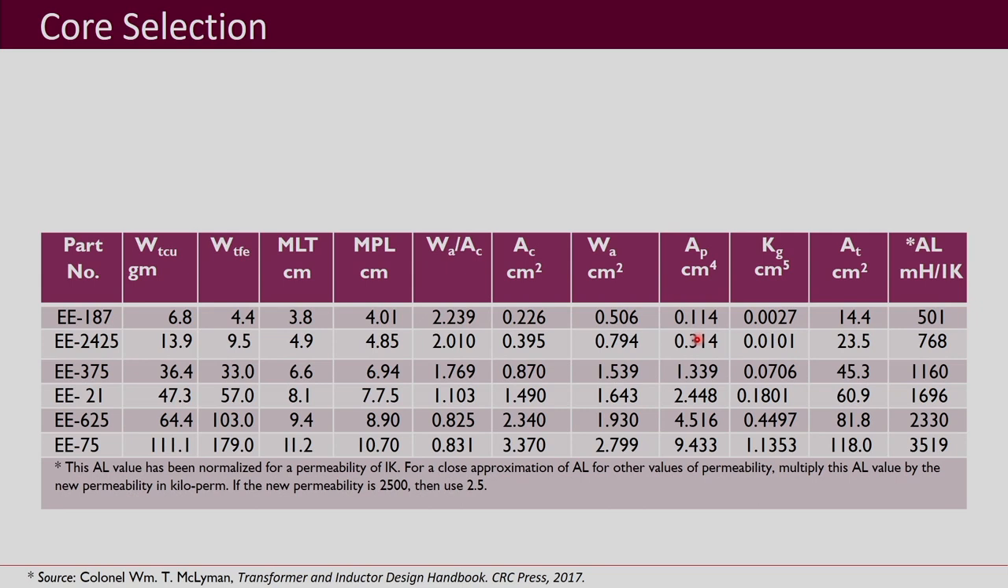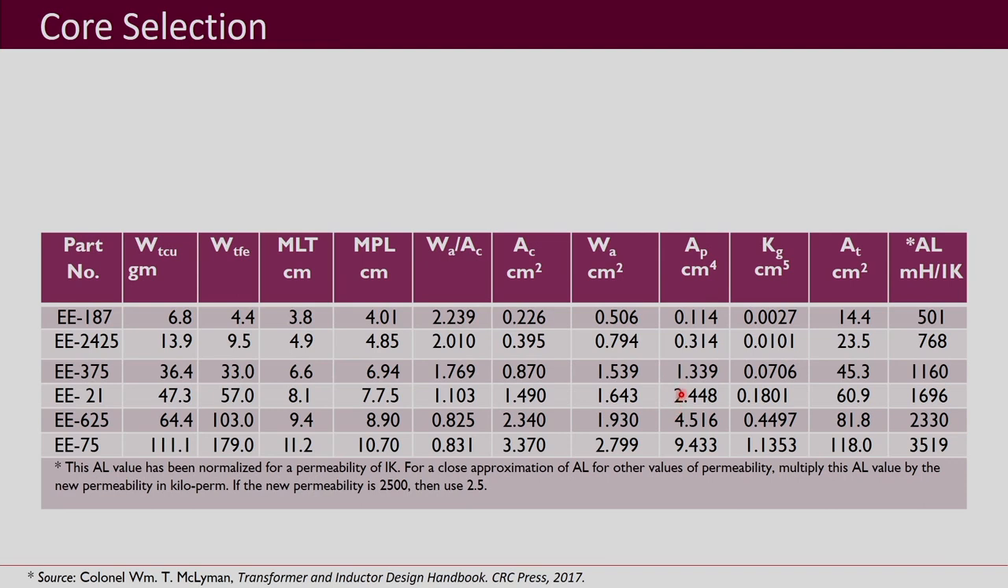Further, based on the area product AP, you go to the data sheets of different manufacturers and check these area product values, and find a core which has an area product close to the value of AP that you have calculated and slightly higher than that. Mostly a core with higher AP than what you have calculated is chosen.